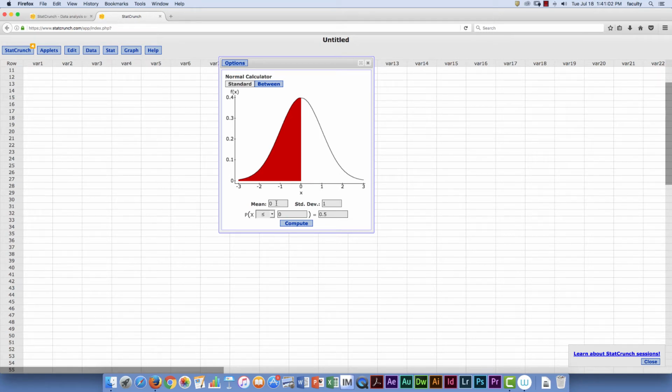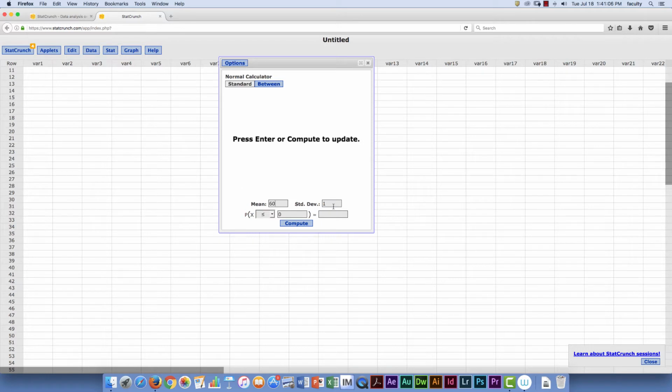So you simply have to enter in the mean of your distribution. So I'm just going to put in 60. And you enter in the standard deviation of your distribution. So I'm going to put in 5. And then here you put in whatever x values of interest that you want to find the probability of. So for example, we'll find the probability that x is less than 50.